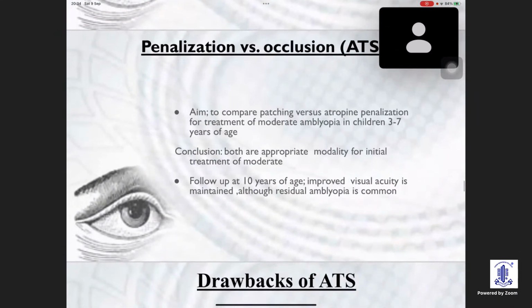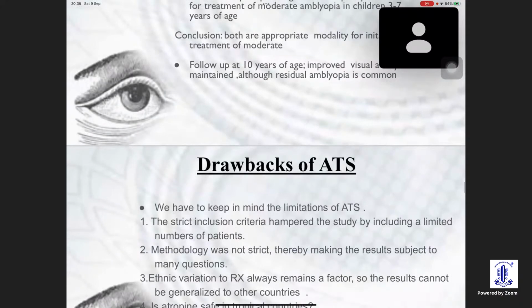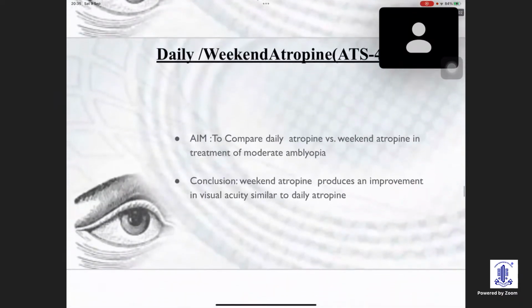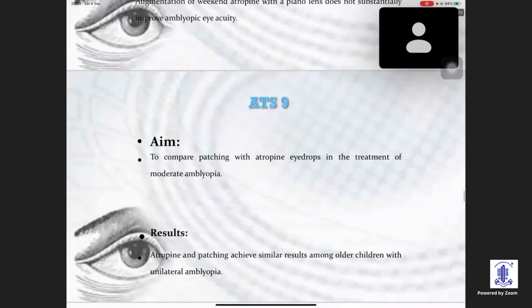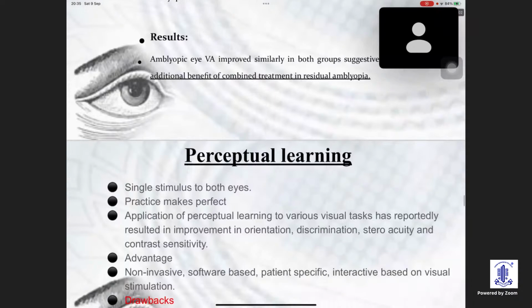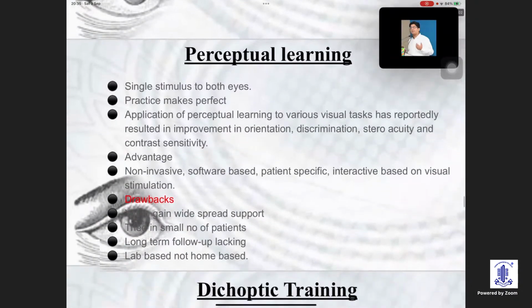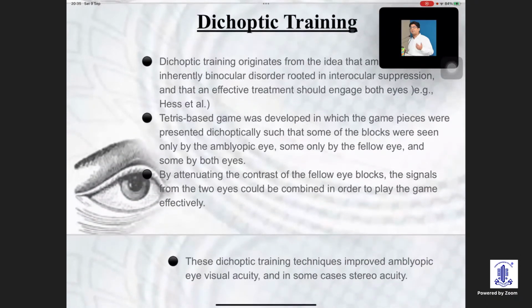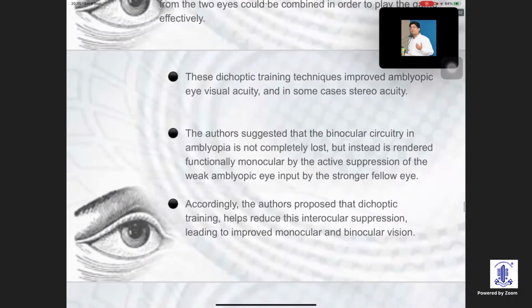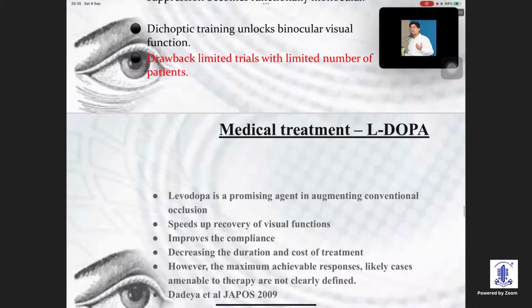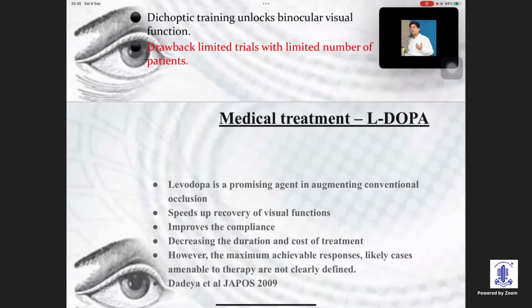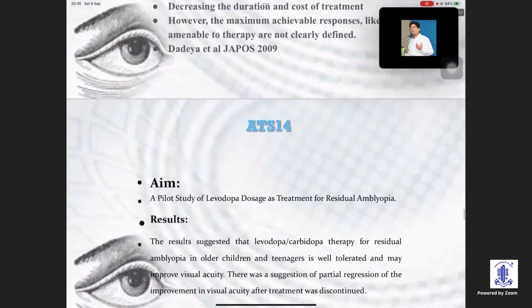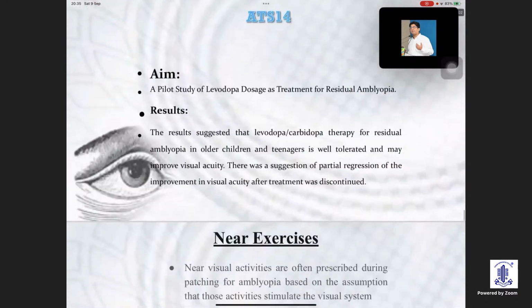Penalization and occlusion have been found to be appropriate modalities for initial treatment of amblyopia in the PEDIG group of studies. Daily and weekend atropine has been tried in ATS4. Perceptual learning and dichoptic training have also been tried, but most of these studies are lab based and there is not much literature on these. Medical treatment: levodopa was supposed to be a promising agent in augmenting conventional occlusion, but it is not a primary line of therapy. Various side effects have been found, and in ATS 14, it was not found to be of much use.